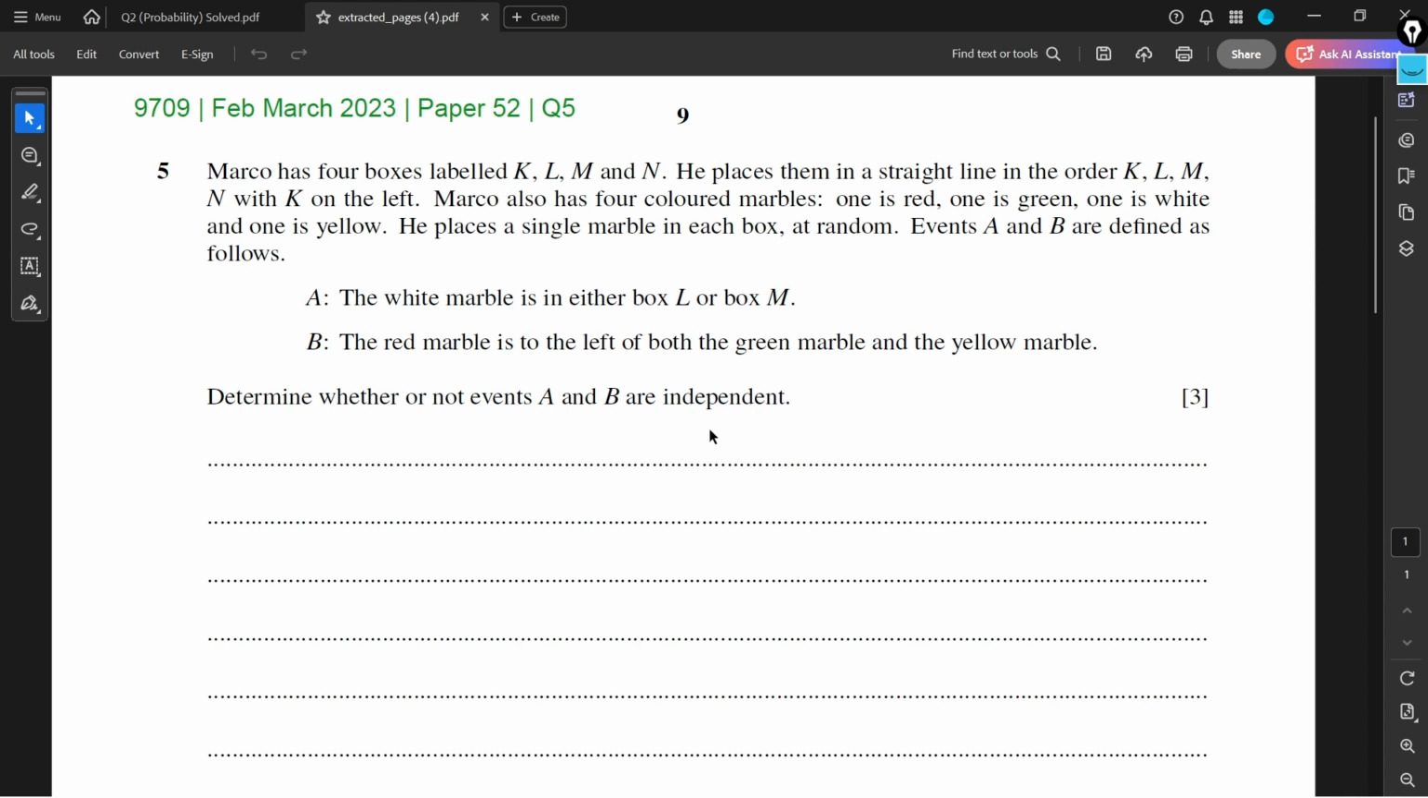So please pause the video over here if you haven't already tried this question and come back once you are ready. And then I'm going to go through the examiner's comment for this specific question and then move on to the solutions. So yes, you can pause the video over here.